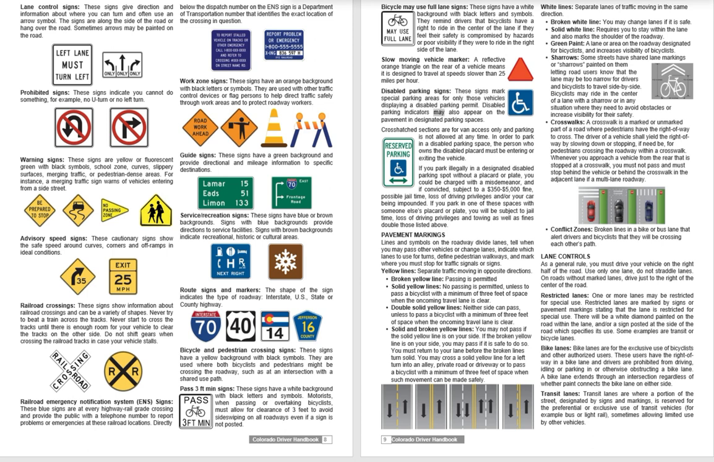Disabled parking indicators may also appear on the pavement in designated parking spaces. Crosshatched sections are for van access only, and parking is not allowed at any time. In order to park in a disabled parking space, the person who owns the disabled placard must be entering or exiting the vehicle. If you park illegally in a designated disabled parking spot without a placard or plate, you could be charged with a misdemeanor, and if convicted, subject to a $350 to $5,000 fine.